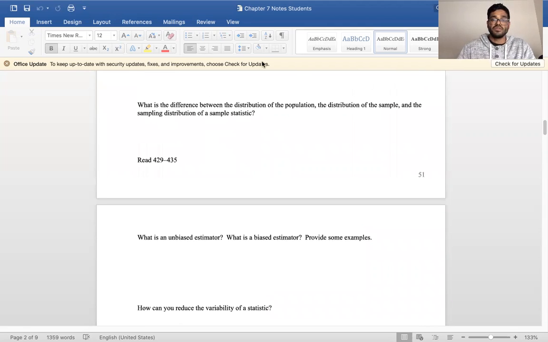So what is the difference between the distribution of a population, the distribution of a sample, and the sampling distribution of a sample statistic? A couple things to write here. A population distribution is the values of the variable for all individuals in the population.